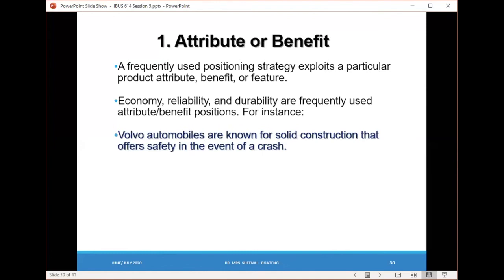So for instance, we have brands like Volvo that have managed to create an attribute for themselves that is world-renowned. And Volvo automobiles are known for their solid construction and offering safety to car occupants in every event of a crash. So when you ask anyone about the world's safest car, they'll tell you it's Volvo. Please, who has heard this thing before? That Volvo is the world's safest car? Look, I have. Volvo, safety first. Yes. But the sad thing is, it's not a very popular car in our market.